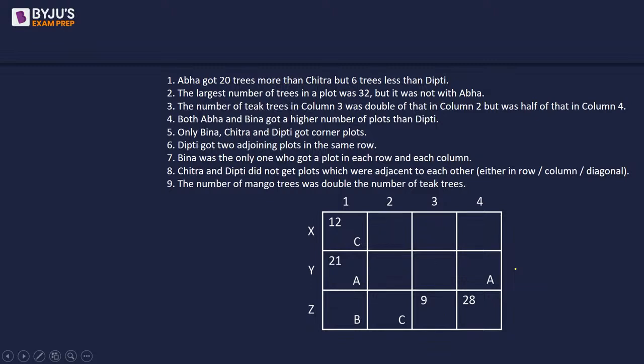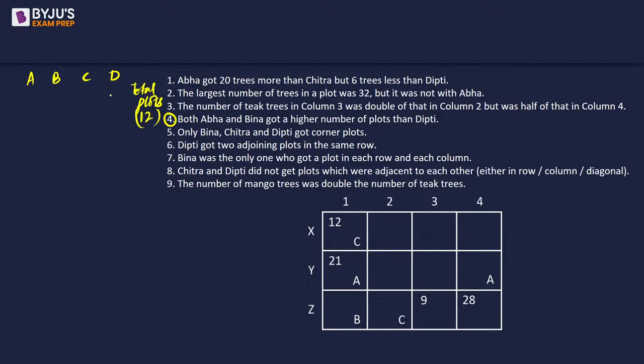So we already know one thing, that A, B, C, D, they all got an even number of plots each, and the total plots is 12. If you read the 4th statement, Abha and Bina got a higher number of plots than Dipti. So this is one statement about plots. The 5th is about where to put: Dipti got 2 adjoining plots in the same row.